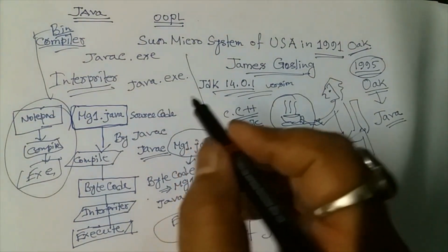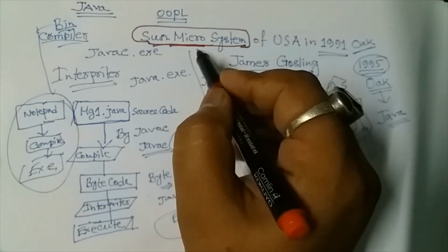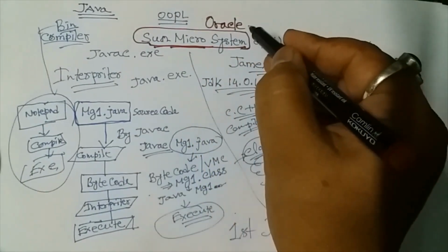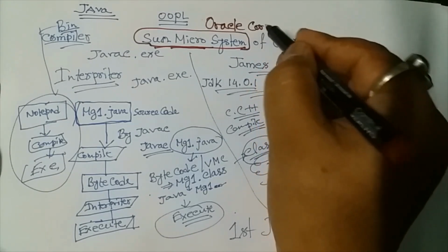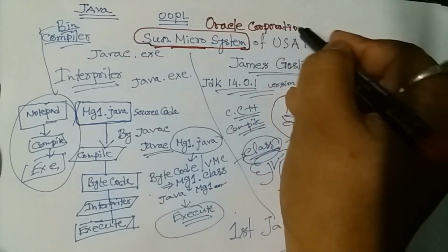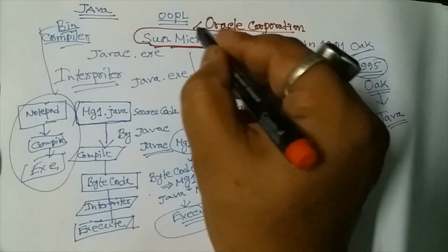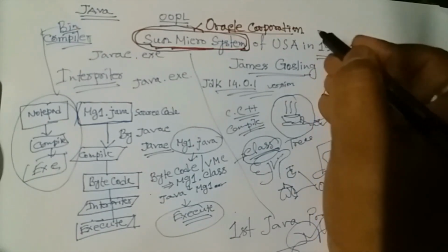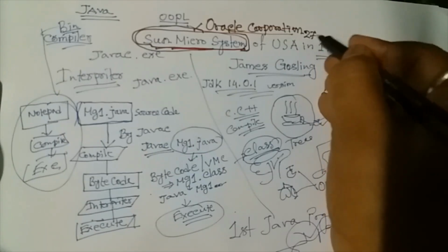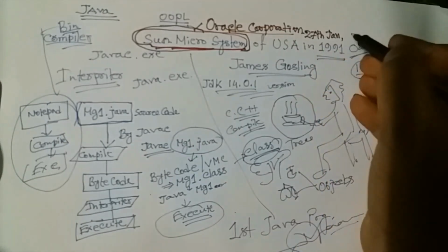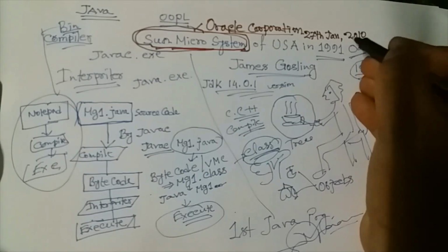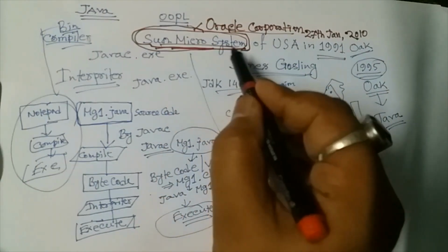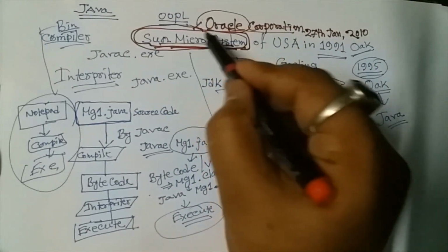I missed one thing, that Oracle Corporation took over Sun Microsystem in the year 2010. That means on 27th January 2010. From this date, Sun Microsystem Java has now become Oracle Java.